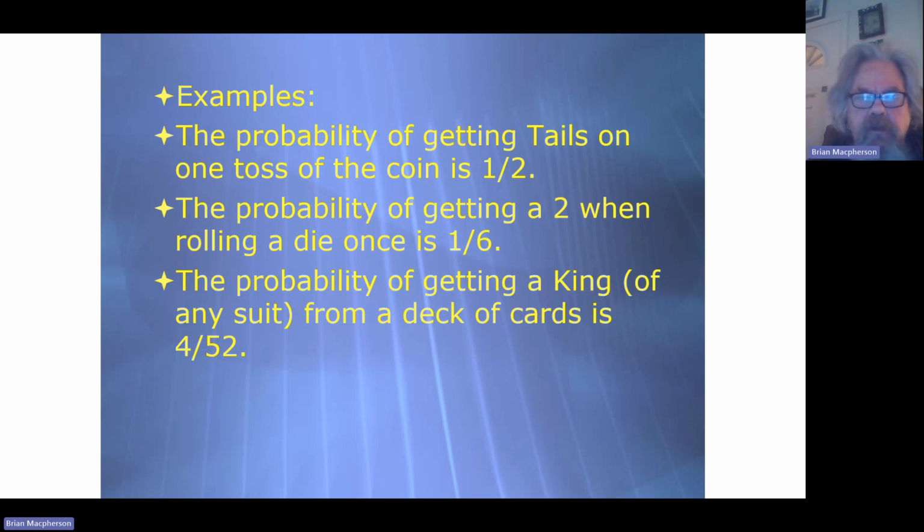The probability of getting a 2 rolling a die is 1/6. 1 is the favorable event, and 6 is the total number of events. The probability of getting a king drawing once from a deck of cards is 4/52. 4 is the number of favorable outcomes, and 52 is the number of possible outcomes. So that's called the frequency definition of probability.